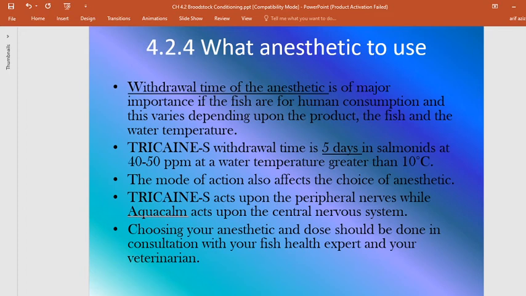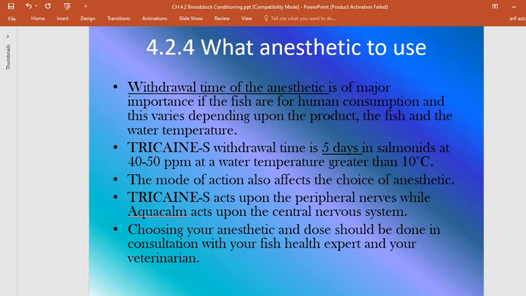Withdrawal time of anesthetic is of major importance if the fish are for human consumption, and this varies depending upon the product, the fish and the water temperature. Tricaine S withdrawal time is 5 days in salmonids at 40 to 50 ppm at a water temperature greater than 10 degrees Celsius. The mode of action also affects the choice of anesthetic. Tricaine acts upon the peripheral nerves, while Aquacalm acts upon the central nervous system. Choosing anesthetic and dose should be done in consultation with a fish health expert and also a veterinarian.